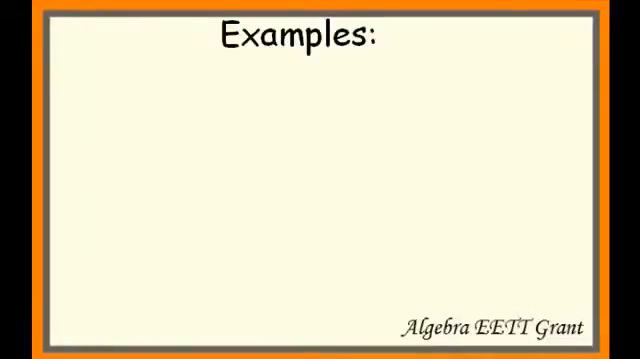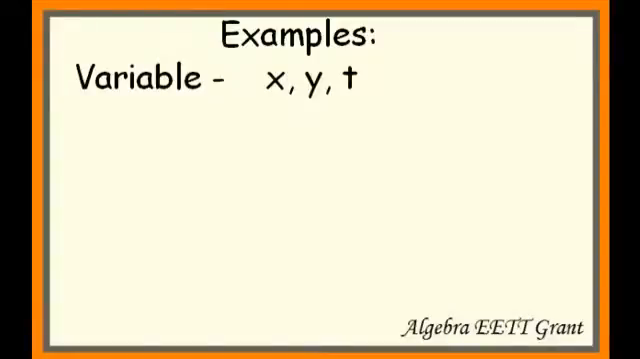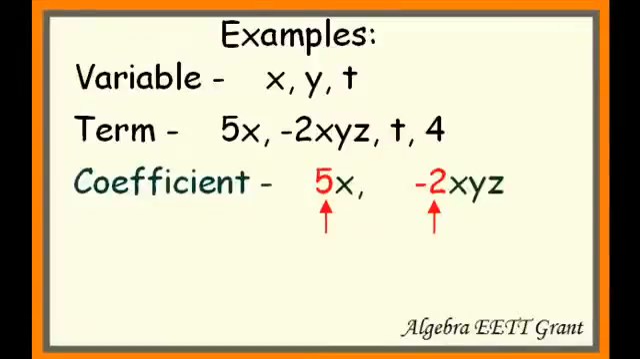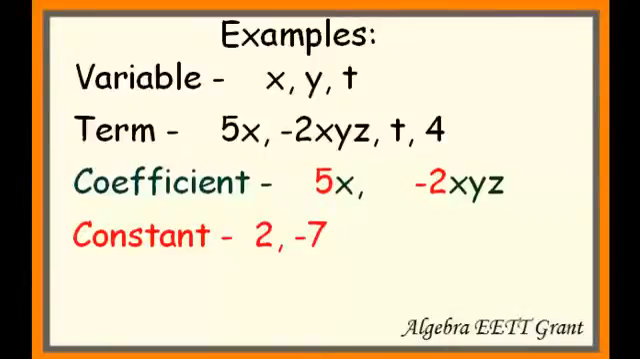Now, here's some examples of each one of those things. A variable, an example would be like x, y, or t. It's just a letter we put in place of an unknown. A term would be a collection of variables and coefficients, so like 5x, negative 2xyz, t, or 4. Now, a coefficient is the number that's placed in front of either one variable or a set of variables, that monomial term. So the coefficients in these cases would be 5 and negative 2. A constant is when a number stands alone, such as 2 or negative 7. Notice they do not have variables with them.